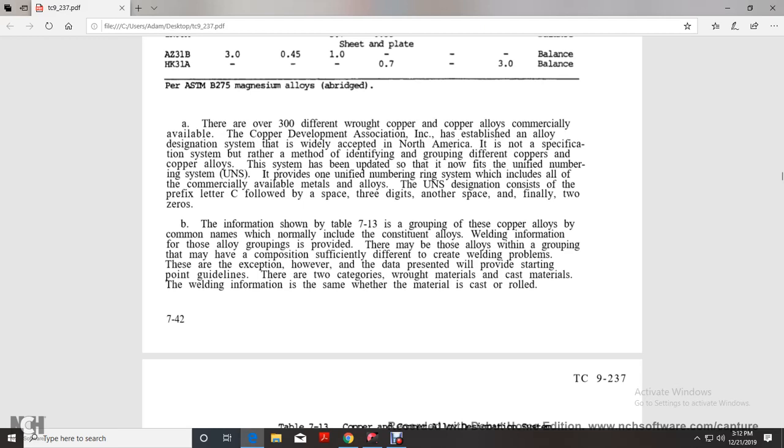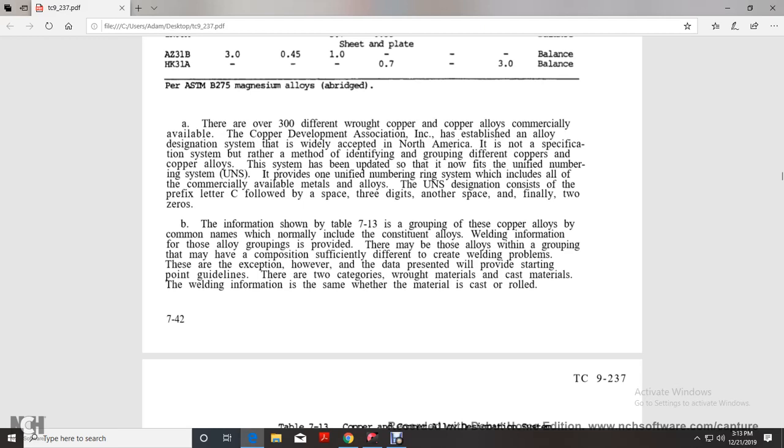The Unified Numbering System designation consists of the prefix letter C, followed by three digits, another space, and finally two zeros. The information is shown in Table 7-13, grouping of copper alloys by the common name normally included with the constitutions of the alloys. Welding information for these alloy groups is provided. Some alloys within a group may have compositions sufficiently different to create welding problems. They are exceptions. However, the data presented provides starting point guidelines.